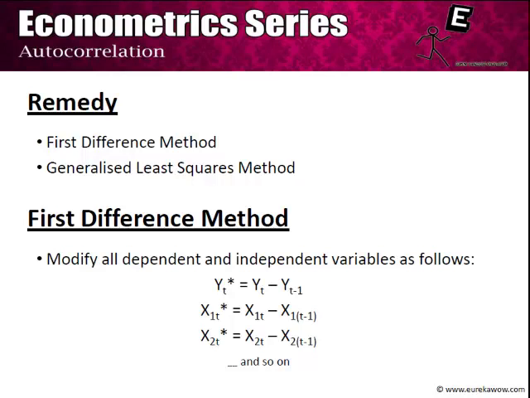To actually do this process, we first modify all dependent and independent variables as follows. We take a new variable which is yt star, and it is given by yt minus yt minus 1. This is why this is known as the first difference method, because we take the difference over one time period. Similarly, we do the same process for all independent variables also.